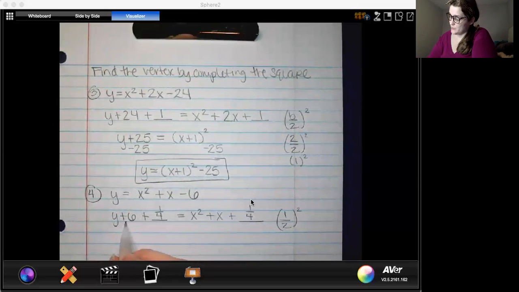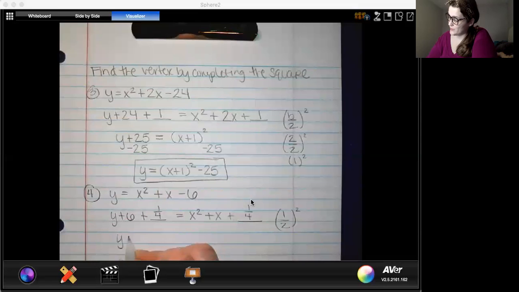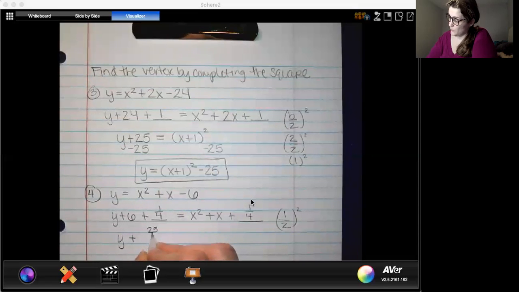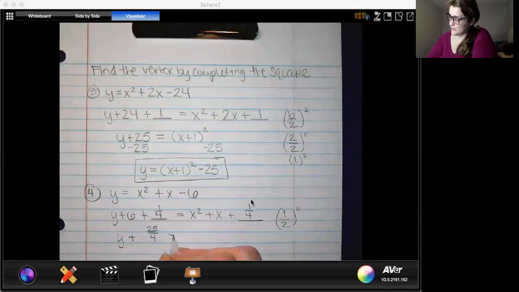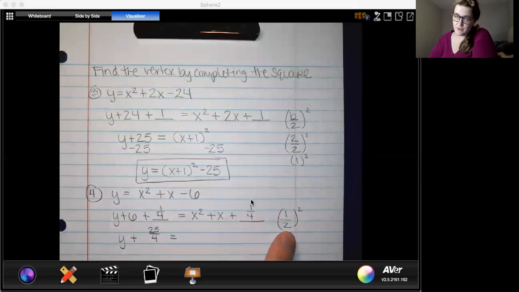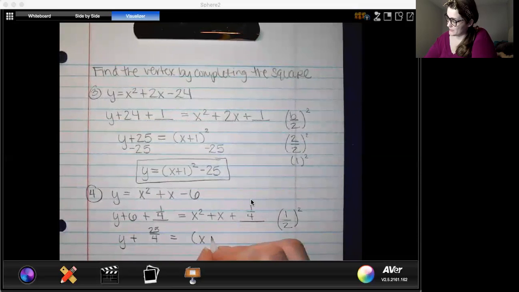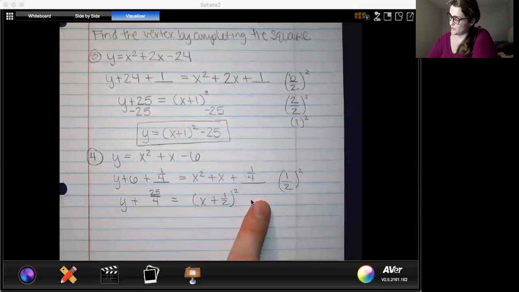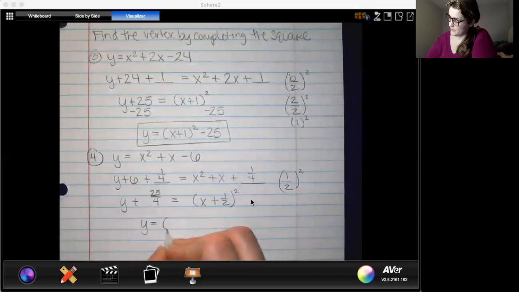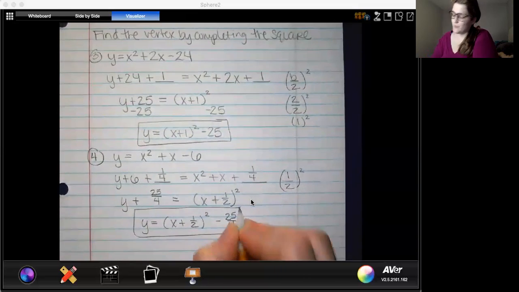So when we add 6 plus 1/4, as a mixed number, 6 and 1/4, but we want improper fractions, so it'd be 6 plus 25/4 equals, over here, when I factor, remember that nice trick that when it factors, it always factors to the answer you get once simplified. So x plus 1/2 quantity squared. And then I subtract over, so y equals x plus 1/2 quantity squared minus 25/4. And we have our answer.